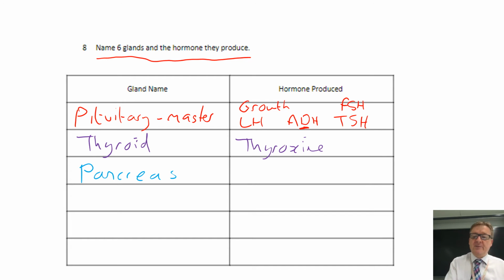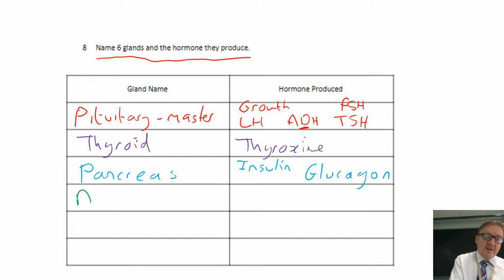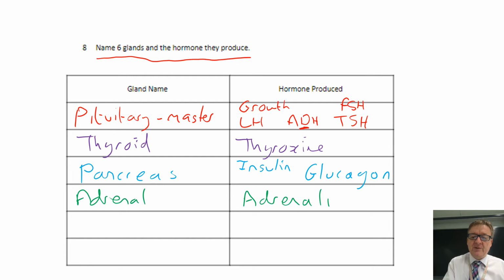Next one is pancreas. Pancreas produces 2 hormones. It produces insulin, which reduces the amount of blood glucose, and it also produces glucagon, which increases the amount of glucose in the blood. Next one is the adrenal gland, found directly above your kidneys, and that produces adrenaline, which is your fight or flight hormone.